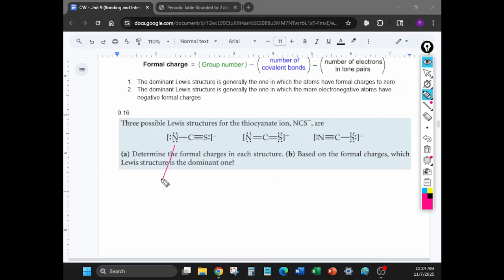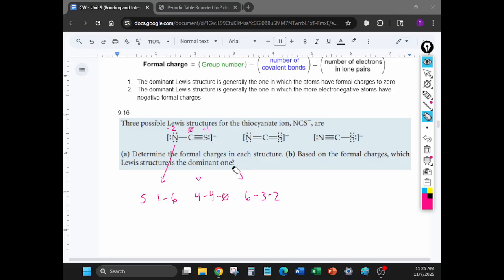So we're going to start with the nitrogen. Nitrogen is 5. Then we remove 1 for the line, so -1, and then there are 6 dots, so -6. That's a formal charge of -2. Let's go to carbon. Carbon is 4. There are 4 lines and no dots, so that's 0. And then sulfur is 6 minus 3 lines minus 2 dots, so +1. Everybody good with those formal charges?